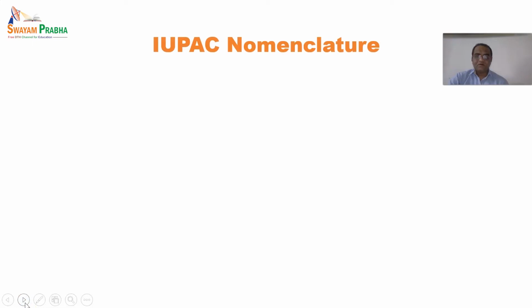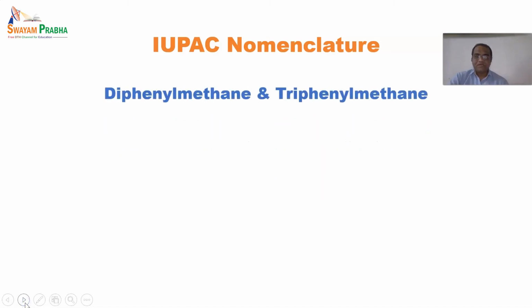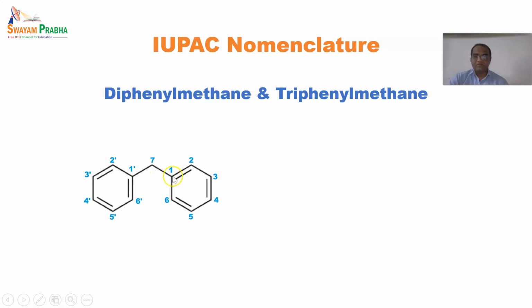Now we'll see IUPAC nomenclature of two more molecules from this class, that is polyaromatic hydrocarbons. One is diphenyl methane and the second one is triphenyl methane. For IUPAC numbering, the first phenyl ring is numbered, and the second ring is numbered with a dash. It is an indication of on which ring substitution has taken place, and the methane in between is numbered as 7.